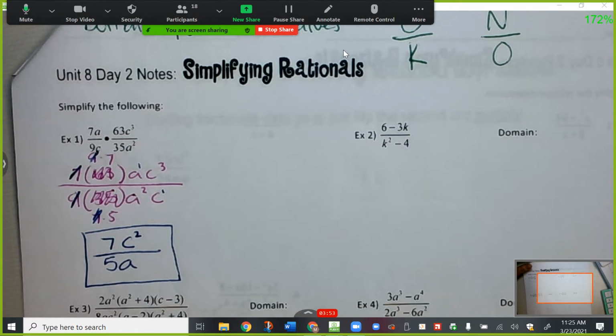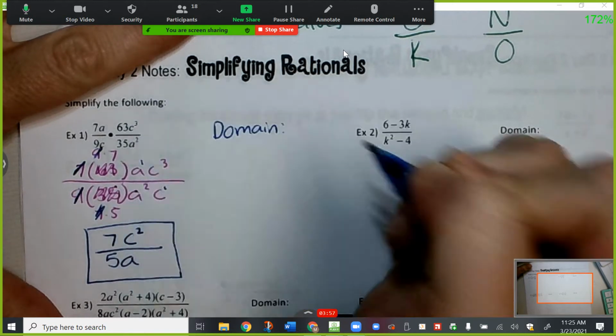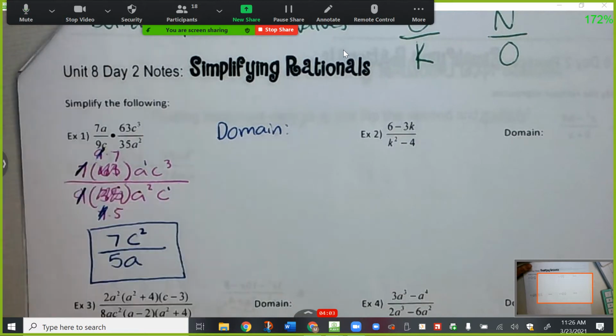Now, one thing I should have mentioned at the beginning is you want to find your domain before you simplify. So before we started crossing things out here, we had an A and a C on the bottom. And it's all just multiplying. So when you're multiplying, what do you multiply by to create a 0? Don't you just multiply by 0? And it equals 0? There's no other way to multiply and get a 0.